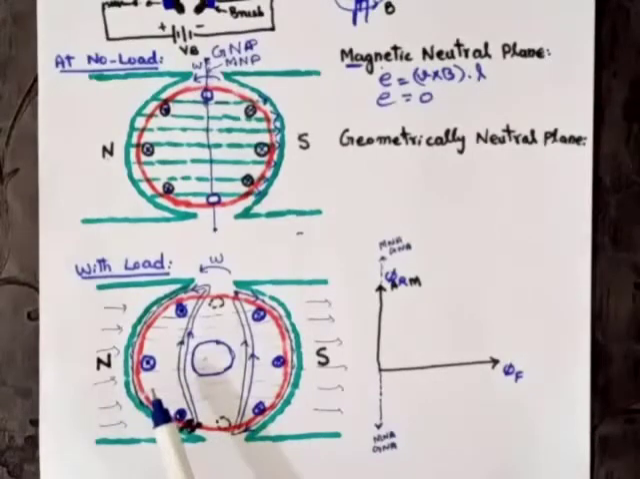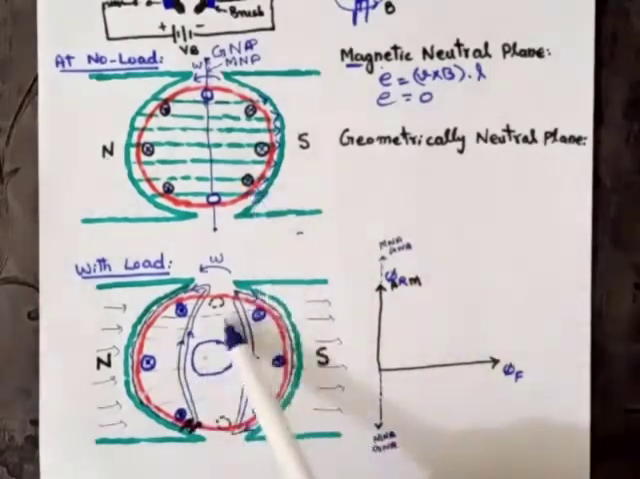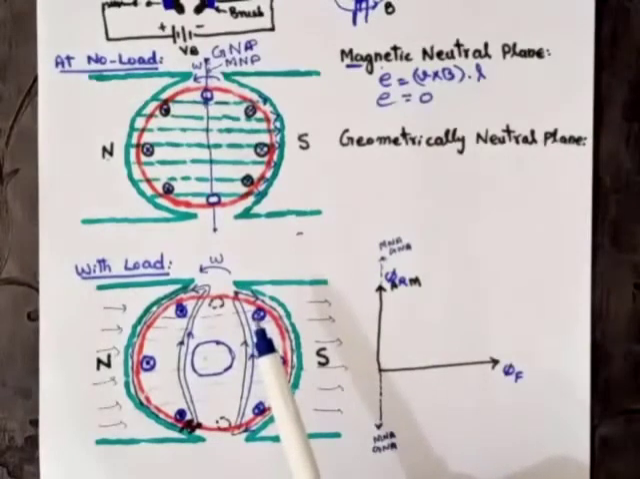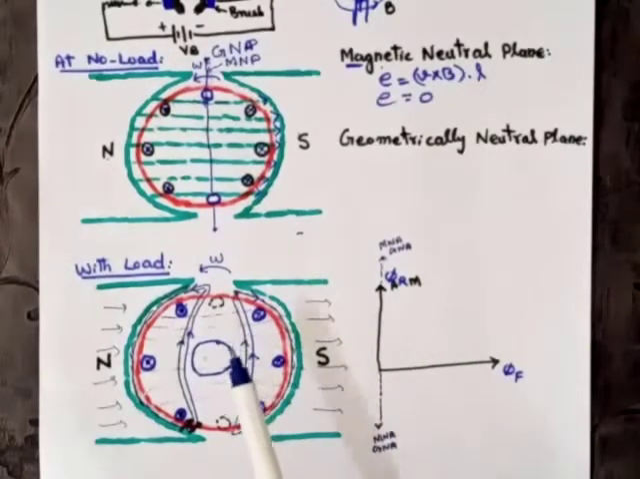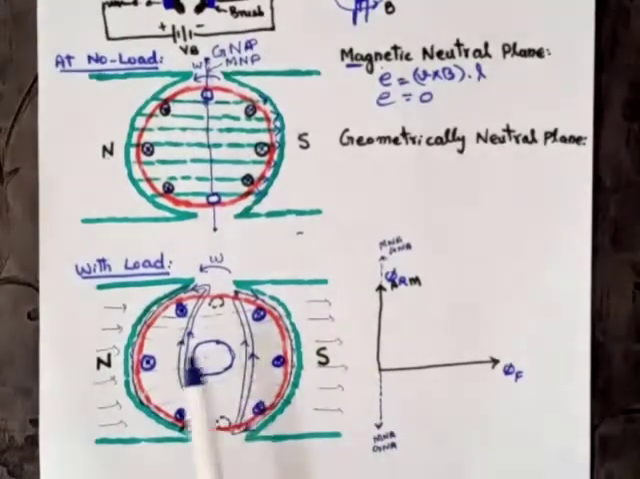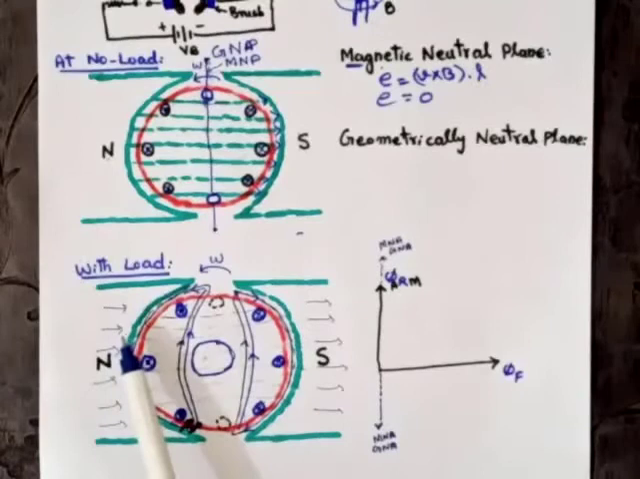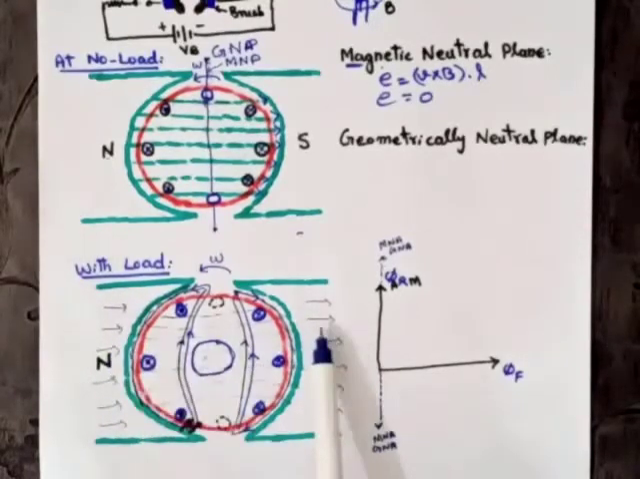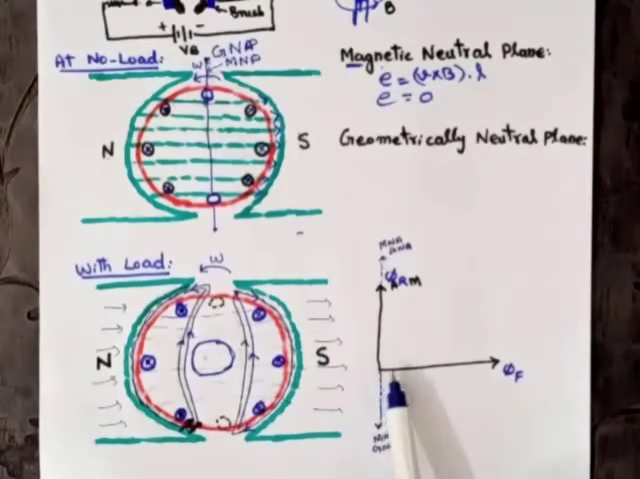So from these two figures, we can say that this is our direction of magnetic fields due to the field winding. That is, the direction of the magnetic field due to the field winding is from north to south, that is from left to right side. Here is the direction of the flux due to the field windings, and the direction of the flux is from left to right.